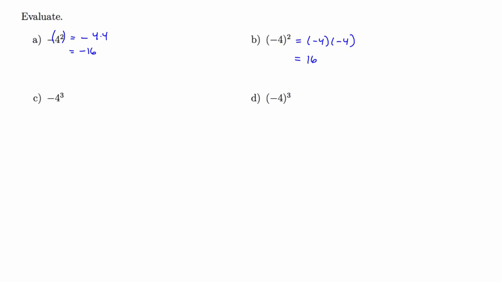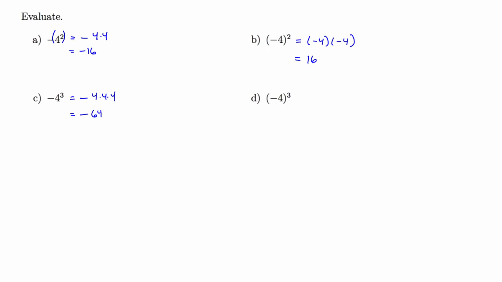In part C, the opposite of 4 to the third means negative 4 times 4 times 4. One negative times a bunch of positives will give me a negative result, and 4 times 4 times 4 is 64. So the answer for part C is negative 64.